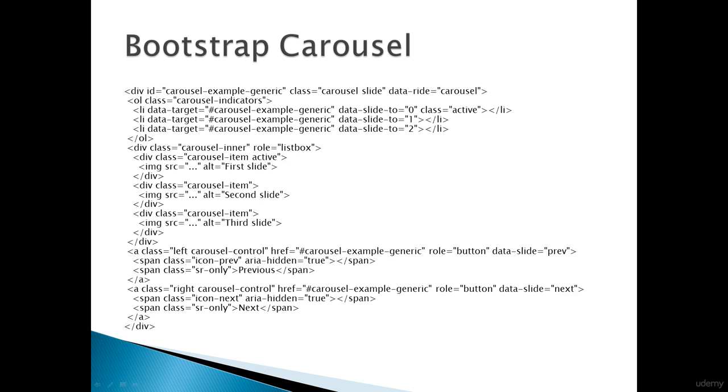A carousel essentially is a set of images that allows the user to flip through and see the various images. So let's take a look at the Bootstrap carousel, and then we're going to bring it into a web project.